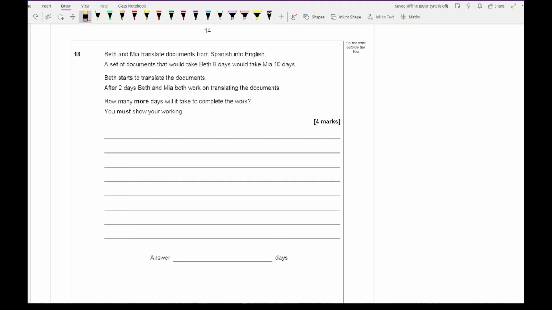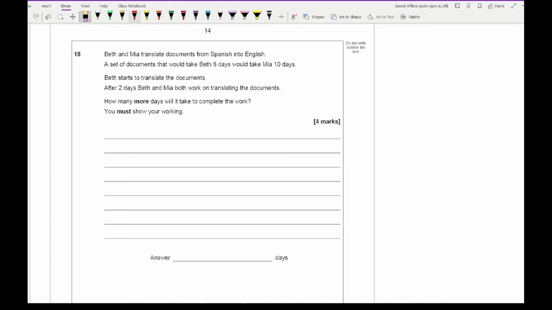So looking at question 18, it says that Beth and Mia translate documents from Spanish to English. A set of documents that would take Beth 8 days would take Mia 10 days. Beth starts to translate the documents after 2 days. Beth and Mia both work on translating the documents. How many more days will it take to complete the work? You must show your working out.